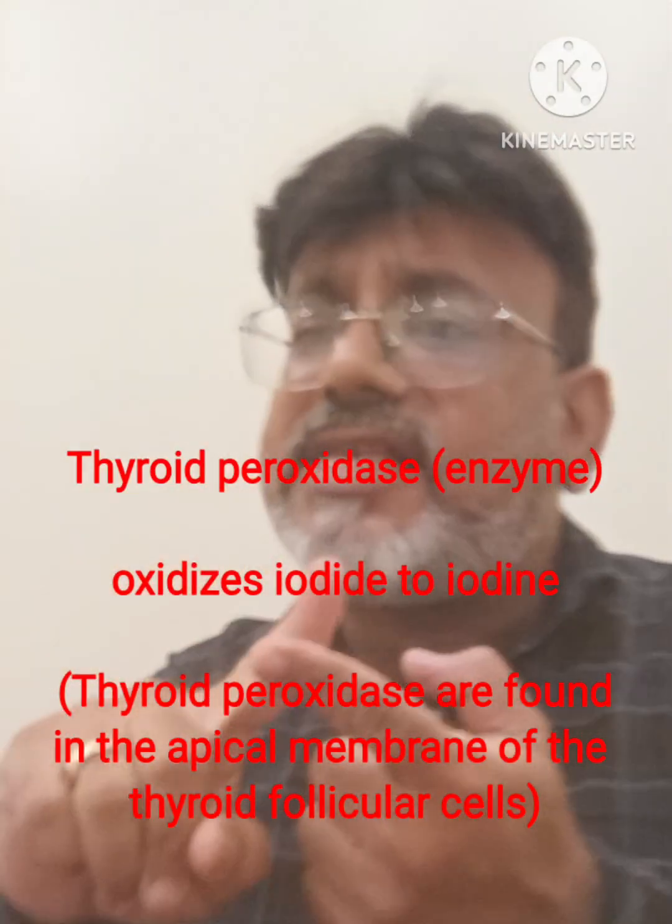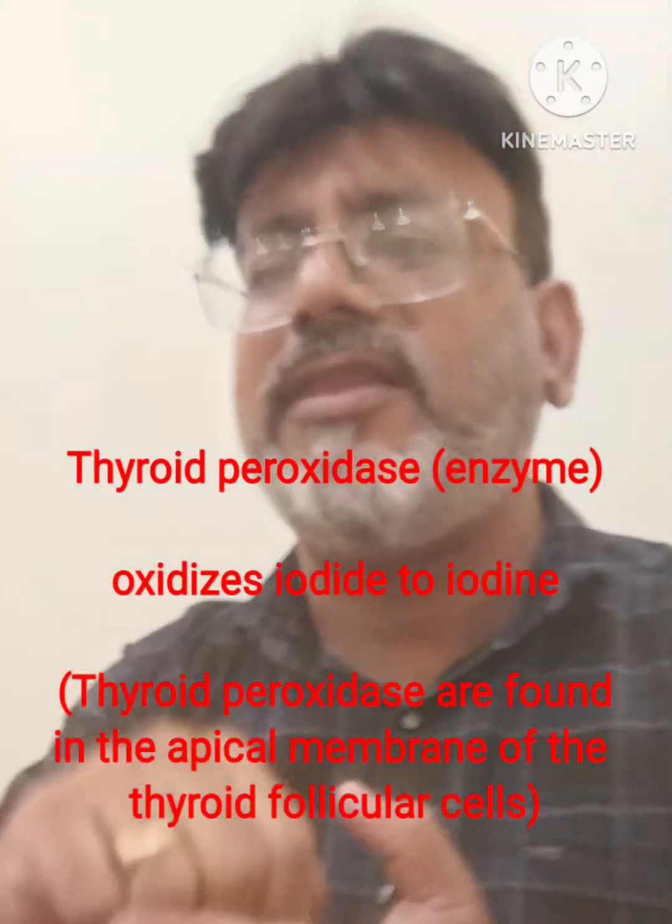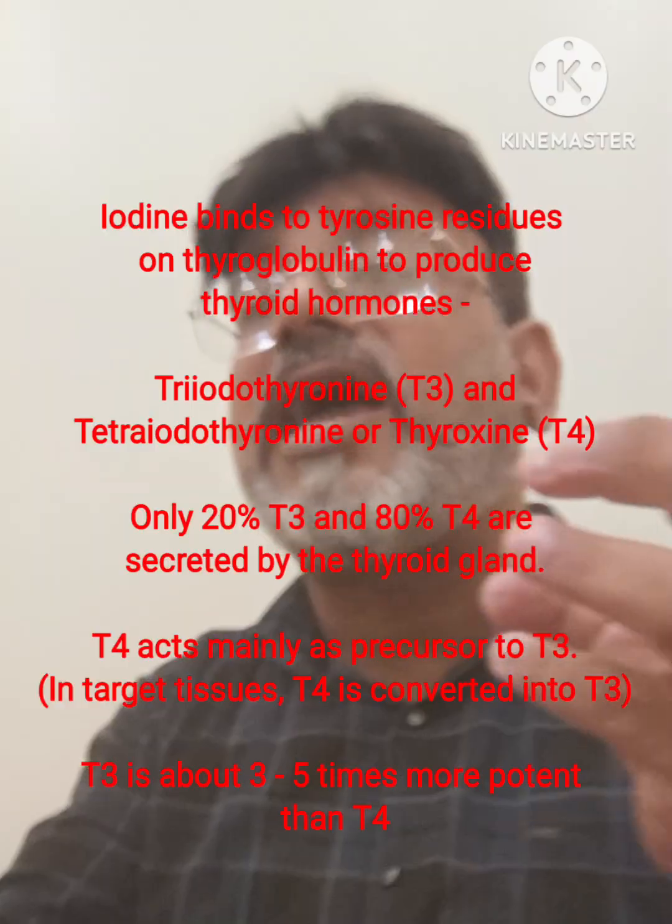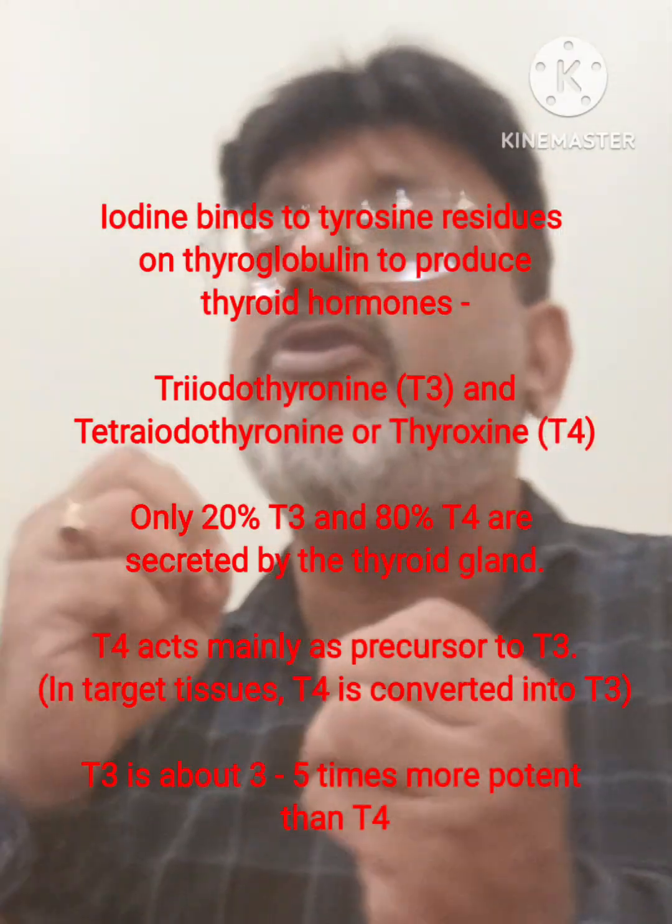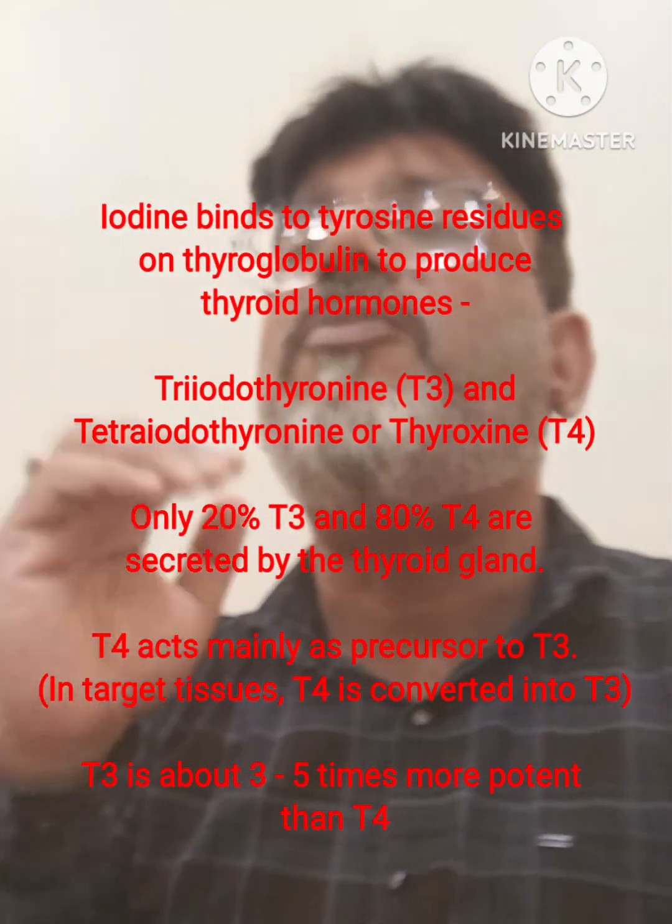Whenever we take iodine, it is absorbed in the form of dietary iodide. If we take table salt, it is in the form of iodide. So dietary iodide reaches the thyroid gland through blood circulation. The follicular cells take up iodide from the blood. The enzyme thyroid peroxidase oxidizes iodide to iodine. Iodine then binds to tyrosine residues on thyroglobulin to produce thyroid hormones.